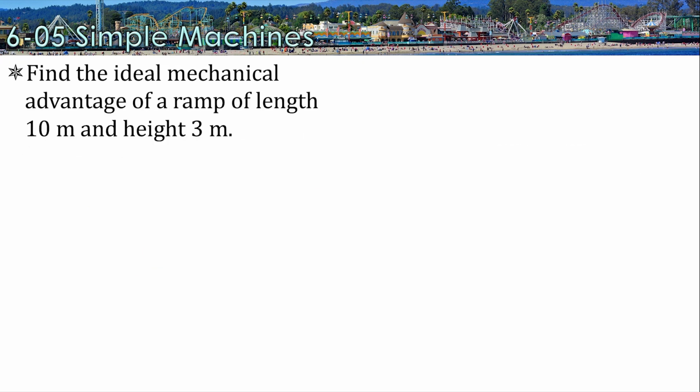Find the ideal mechanical advantage of a ramp with length 10 meters and height 3 meters. Well, a ramp is an inclined plane, and the ideal mechanical advantage of an inclined plane is the length over the height. So it'd be 10 meters over 3 meters, which is 3.33. And there's no units because the meters canceled out.